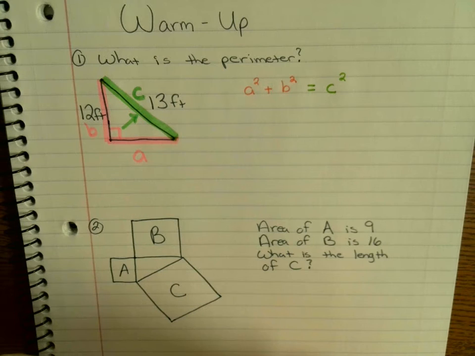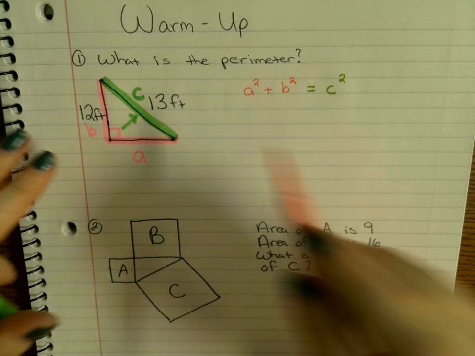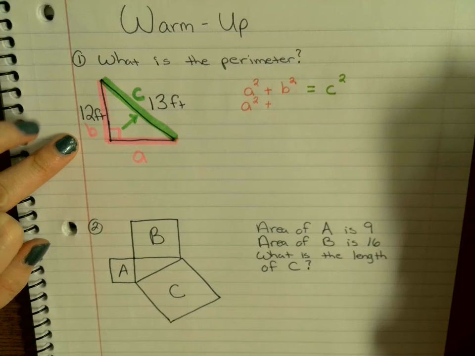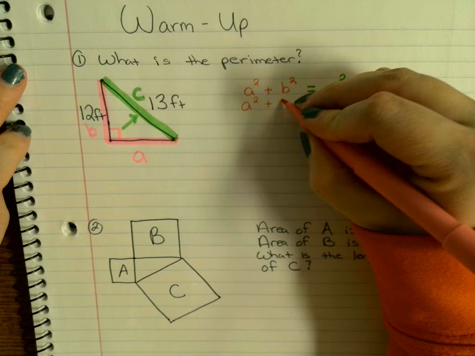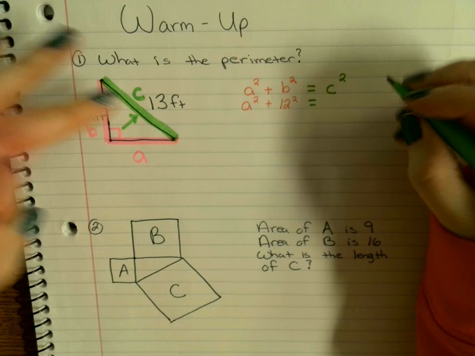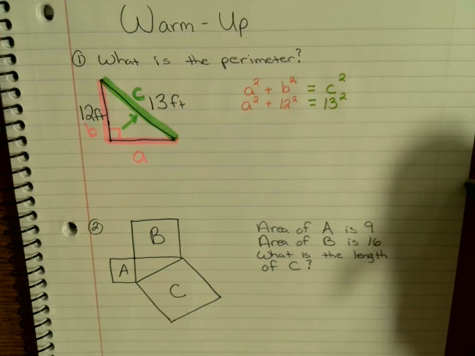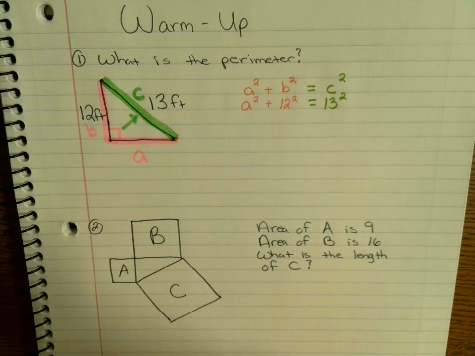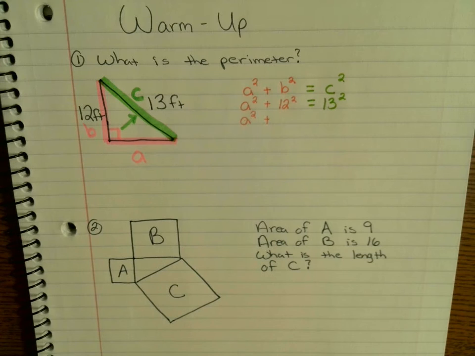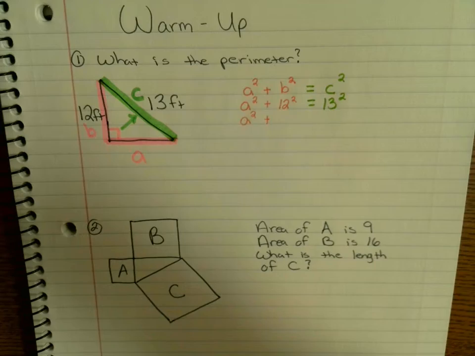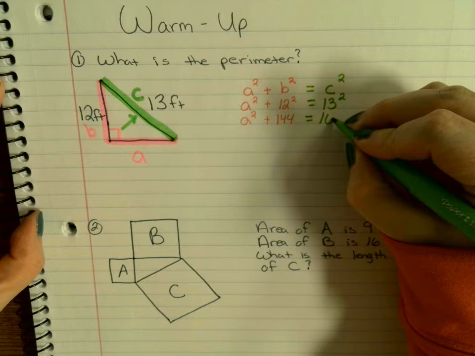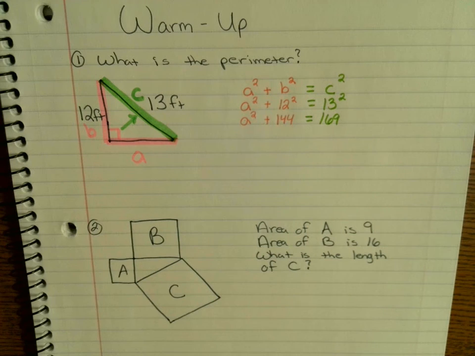Now, based off of what we have here, A is my unknown value, so I'm going to leave it as A squared. My B is 12, so I'm going to put 12 squared, and set that equal to 13 squared, because 13 is my C. This is why I told you it's really helpful to have those perfect squares memorized. What is 12 squared? 144. And what is 13 squared? 169. Now you have the equation A squared plus 144 is equal to 169.